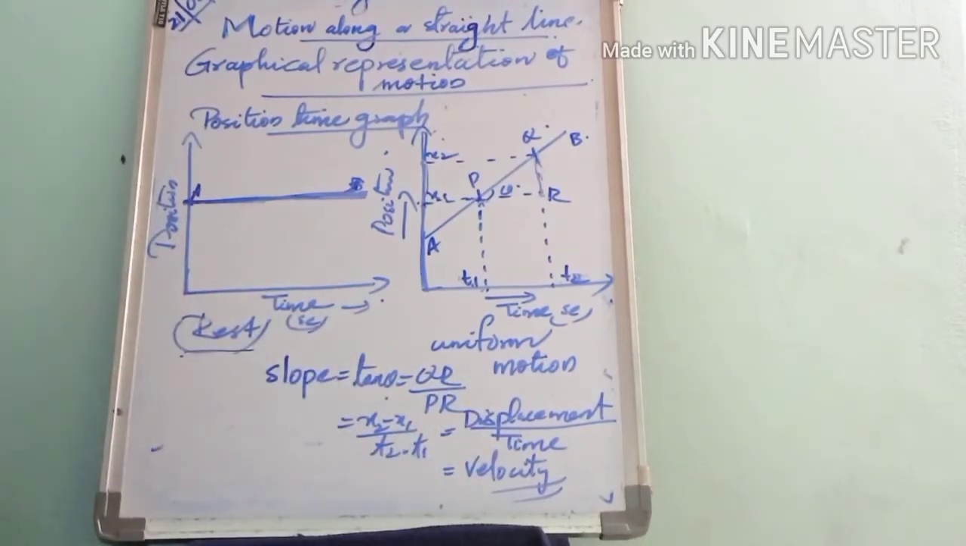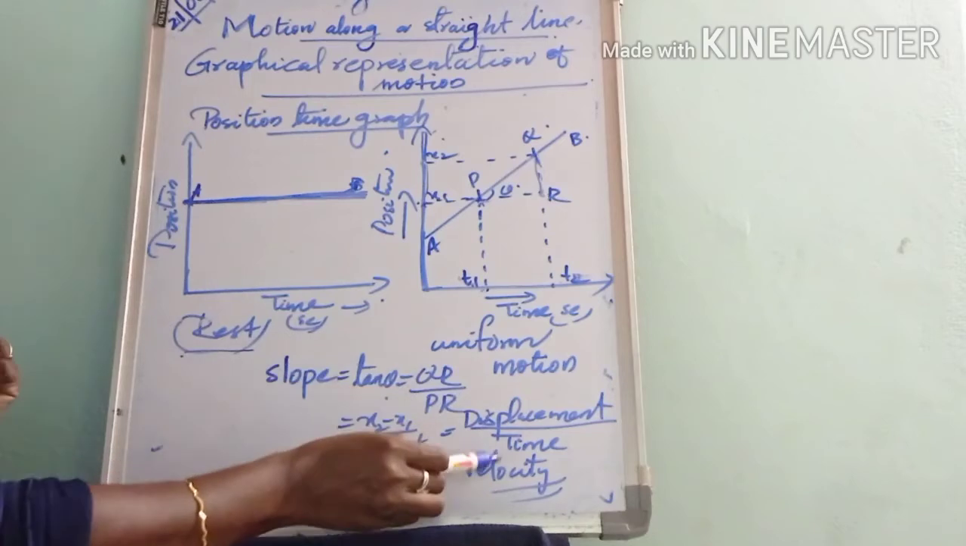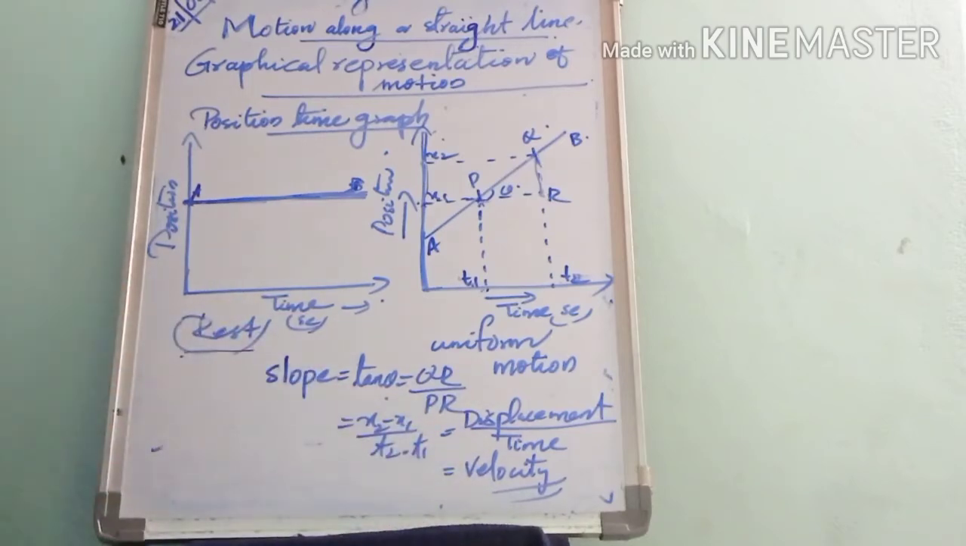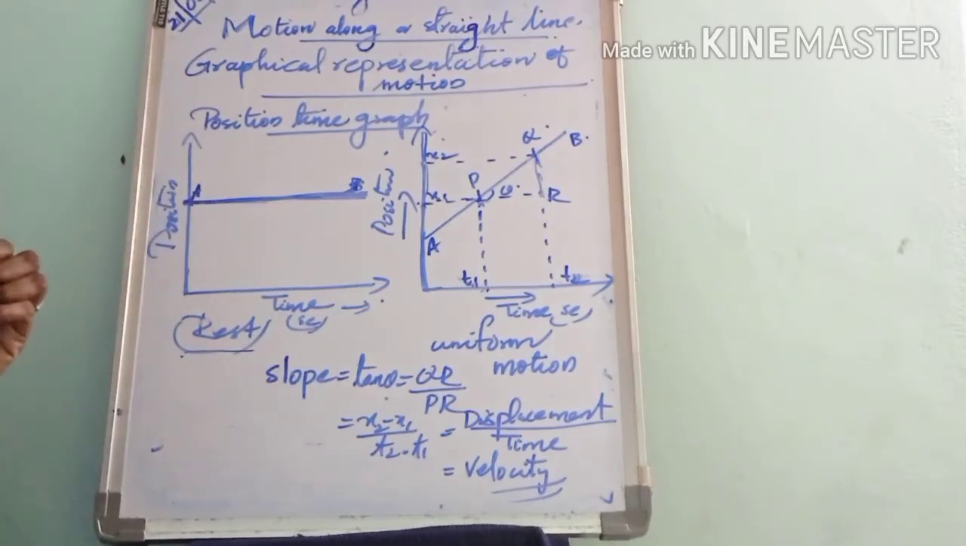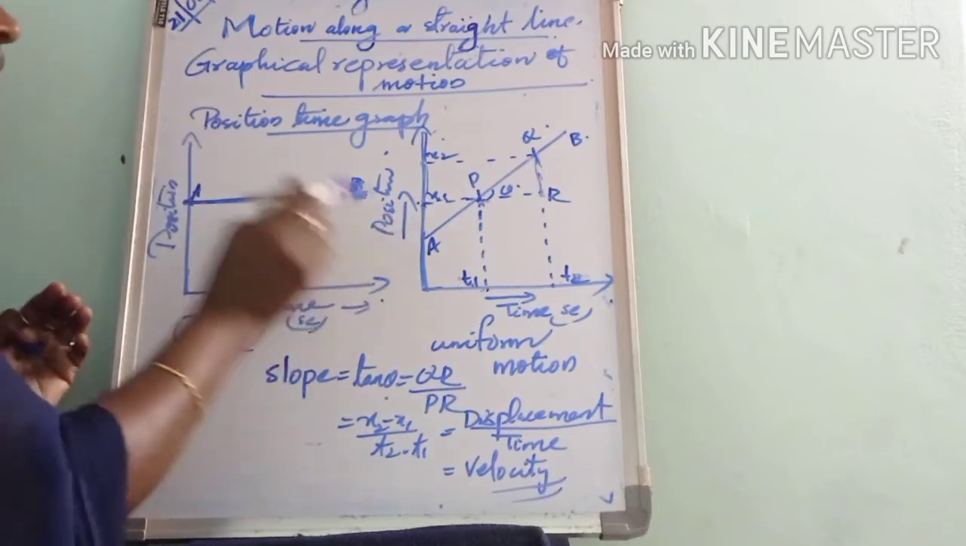That is equal to velocity. Displacement divided by time is equal to velocity. So the slope of the position-time graph indicates velocity. Slope of the position-time graph indicates what? Velocity. Using the position-time graph we can calculate the velocity of an object. That is the significance of the position-time graph.